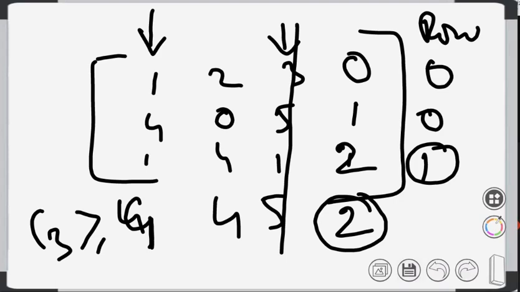Can you please repeat, give me the data, give me the values. Yes, sir.